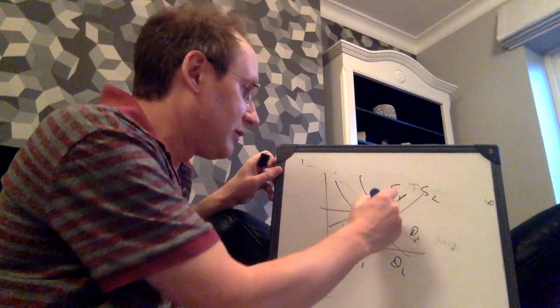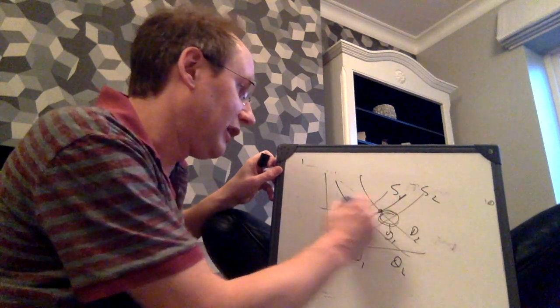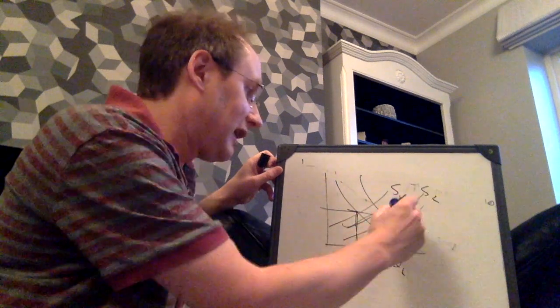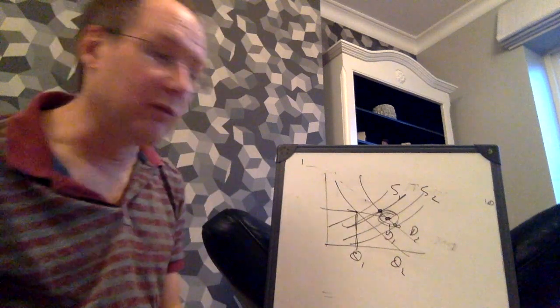If supply only increases by that much, price is a bit higher. That much, price stays the same. That much, price goes down. So we can only be certain that quantity goes up, and we don't know what happens to price, and that makes the right answer E.